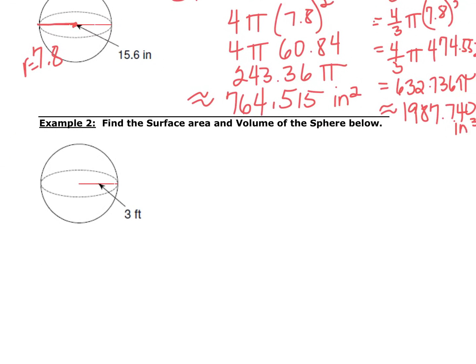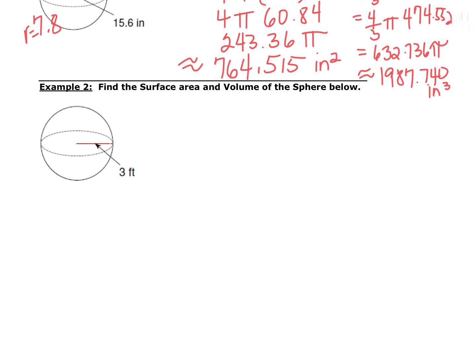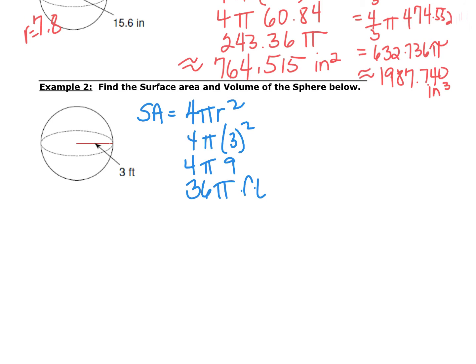Okay, let's do another example. Find the surface area and volume of the sphere below. So this one has a radius of 3, so our surface area is going to be 4 pi r squared, so 4 pi 3 squared, and that's 4 pi times 9, so 36 pi feet is the exact answer. And then when we multiply 36 times pi, we get 113.094 feet squared for our surface area.